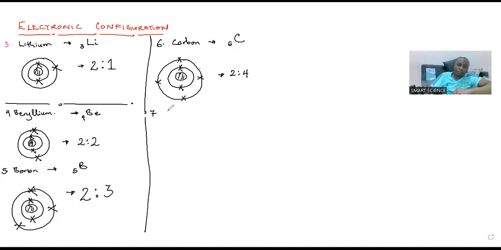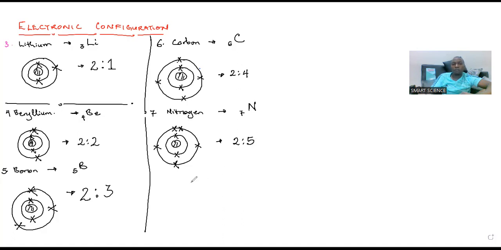Element number 7 is nitrogen, symbolized by capital N. Atomic number is 7. Therefore, if we draw its structure, first shell has 2 electrons, and second shell will have the balance, because if you subtract 2 from 7, the balance is less than 8. So the 5 electrons will be on the outermost shell of nitrogen, such that electron configuration becomes 2, 5.